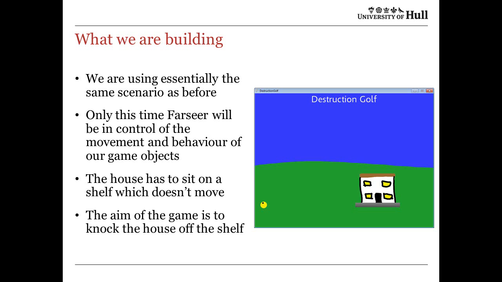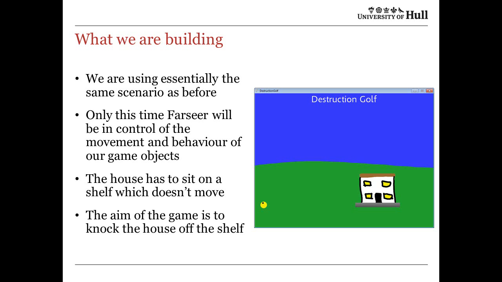If you have a physics environment, things behave according to physics, which means that if I put something on the screen, gravity goes and it just falls down. Okay, not useful. So what I've done here is I've made a shelf, which is that bit there, and put the house on it. And so the idea of the game at the moment is to actually knock the house off the shelf.